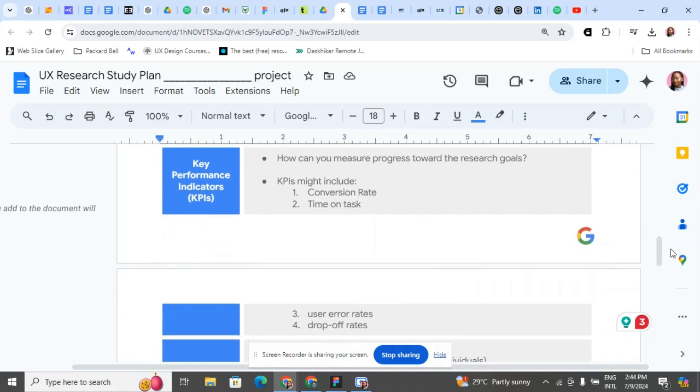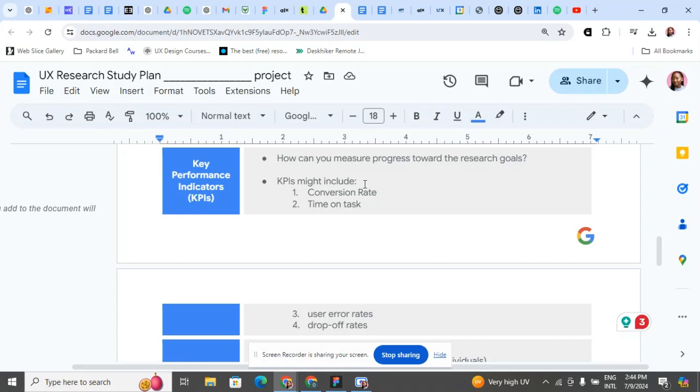Okay, so we'll now go on to key performance indicators. The key performance indicators are trying to see what you would consider a success for the brand. So, for example, here we talked about the conversion rate, time on task, user error rate, and drop off rate. This is what we did. Usually, we are advised to do three solid KPIs, but we did four here. And other types are search versus navigation.